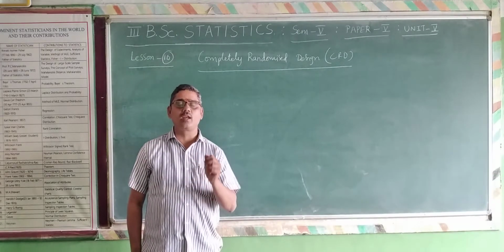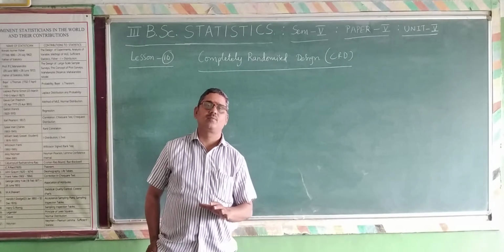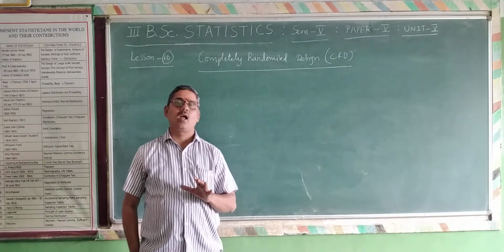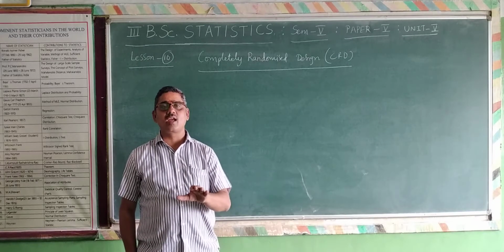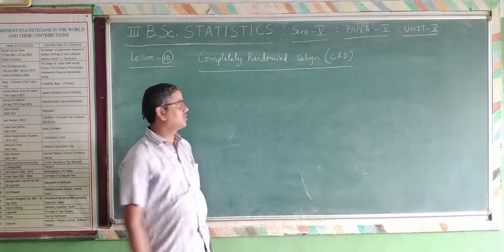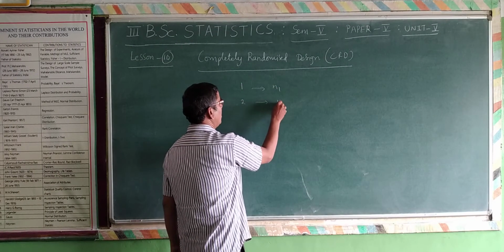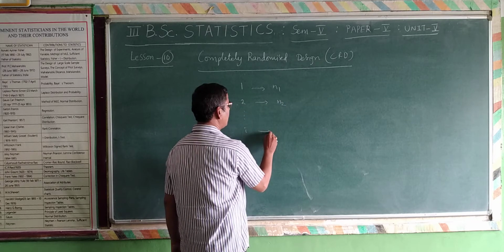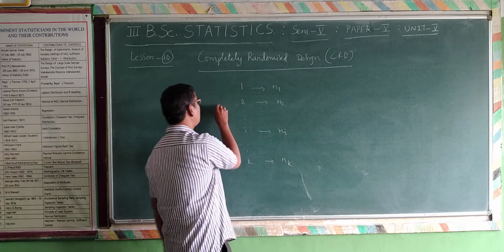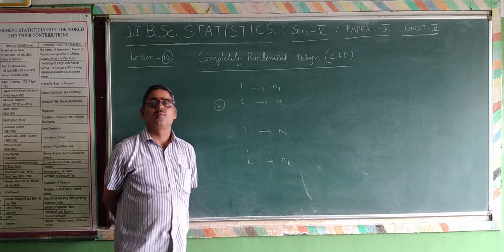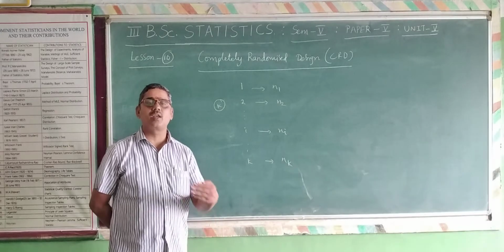All the treatments are allocated randomly, so the principle of randomization is applied. And treatments are repeated. For example, the first treatment is replicated n1 times, the second treatment is replicated n2 times, and so on. The ith treatment is replicated ni times, and the kth treatment is replicated nk times. For example, if you have k treatments, then the ith treatment is replicated ni times.